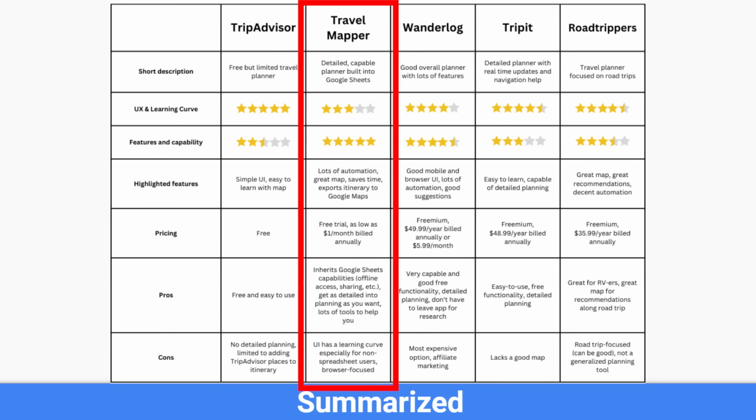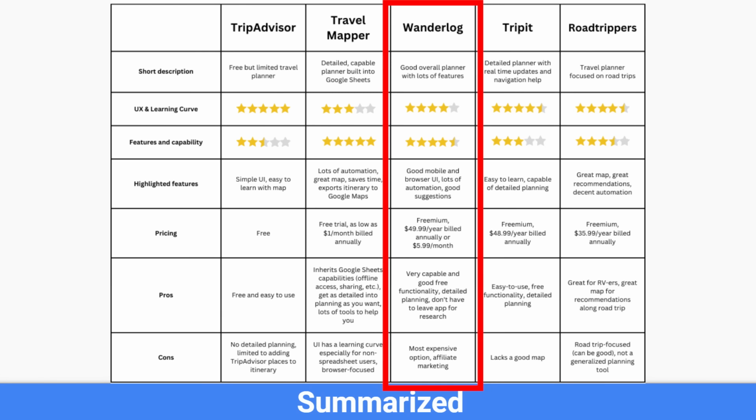Travel Mapper is a detailed and capable planner built into Google Sheets. It has great features packed with automation, map utility, synergy with Google Maps, and is decently priced. The downsides are that the UI may take some time to learn, and planning is mostly meant to be done on the computer, while navigating on your trip is meant to be done on your mobile device using your crafted itinerary.